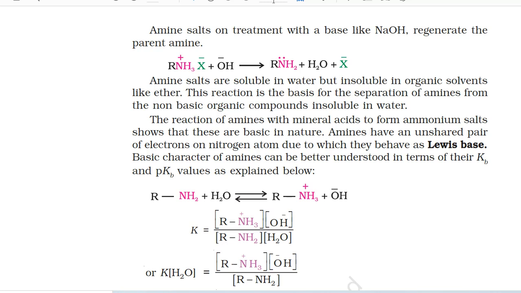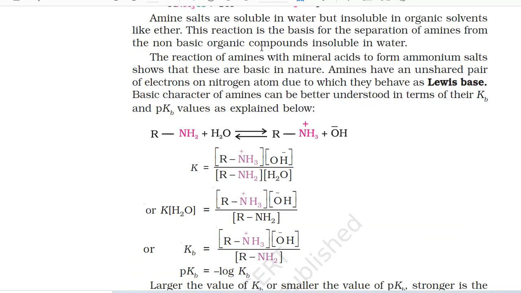The reaction of amines with mineral acids to form ammonium salts shows that these are basic in nature. Amines have an unshared pair of electrons on the nitrogen atom due to which they behave as Lewis bases. Basic character of amines can be better understood in terms of their Kb and pKb values as explained below.